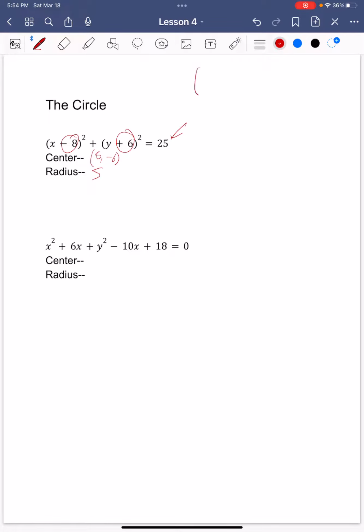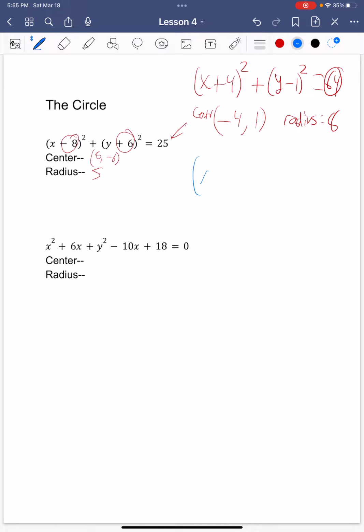I'll give you another example. x plus 4 squared plus y minus 1 squared equals 64. The center here would be negative 4 comma 1, and the radius is the square root of this number. So the square root of 64 is 8. I'll give you one more example just to make it abundantly clear. x plus 7 squared plus y plus 6 squared equals 9. The center would be negative 7 comma negative 6, and the radius is 3.